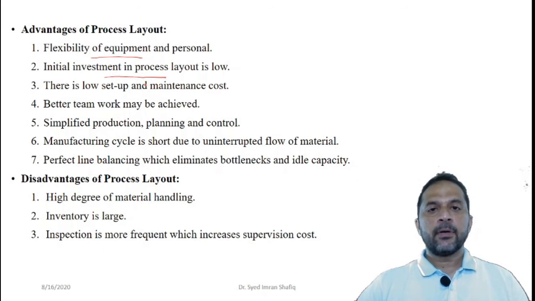You can set up a number of machines. For example, milling machines you can set up according to your budget, and all those machines will be doing the work for all the products that are being produced there. We will see in the next product layout that for every product you have to have a separate resource. So that makes the initial investment high, but in process layout it is low. There is a low setup and maintenance cost.